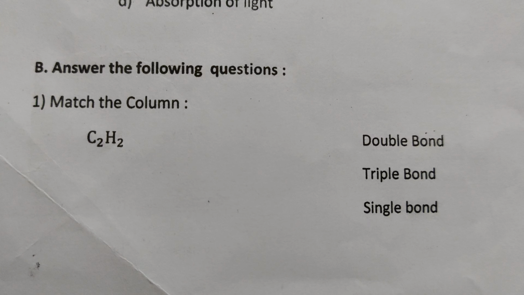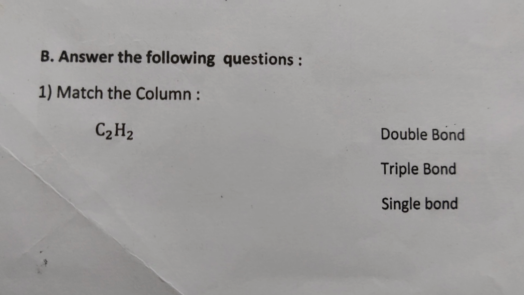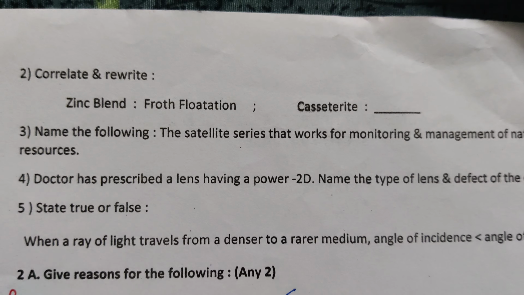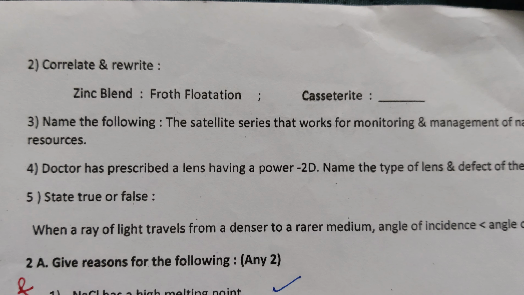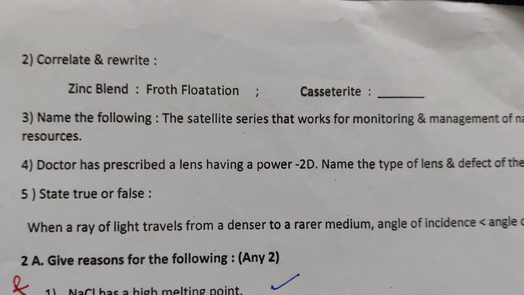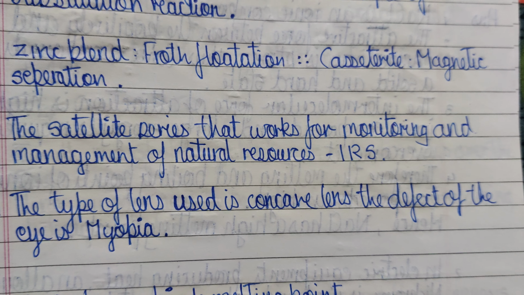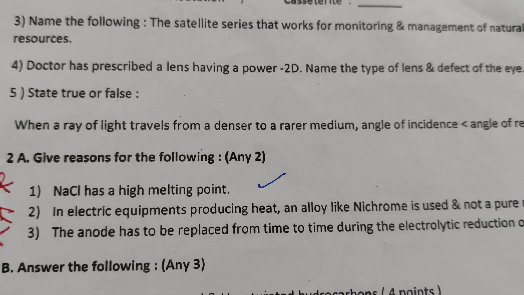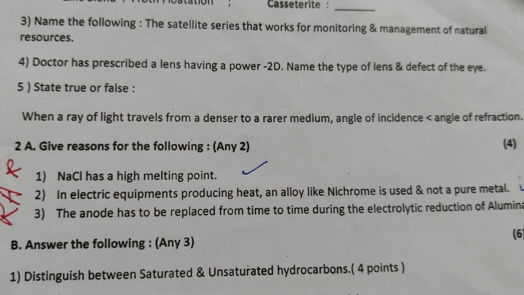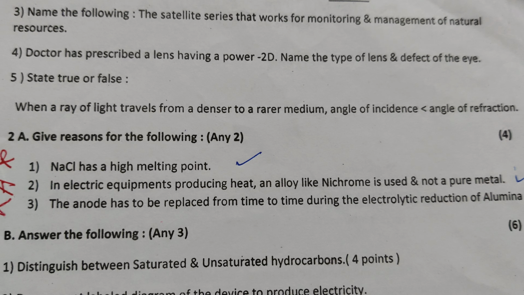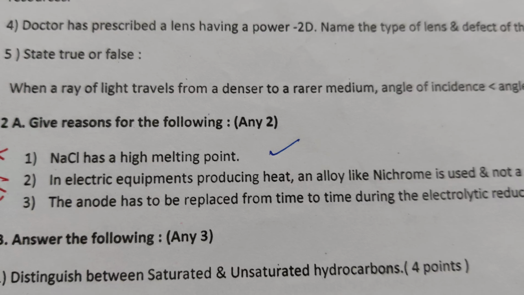Match the column. C2H2 has a triple bond. Correlate and rewrite. Zinc blende: froth flotation. Cassiterite: magnetic separation. Name the following. The satellite series that works for monitoring and management of natural resources is IRS.